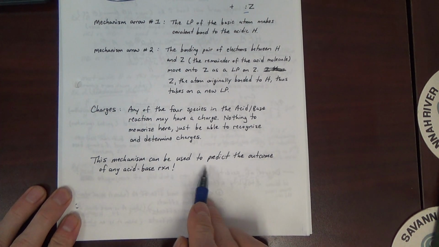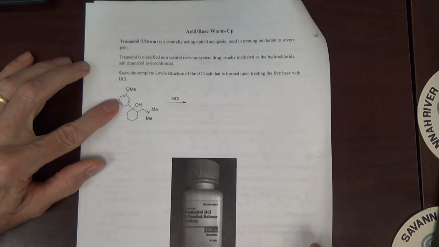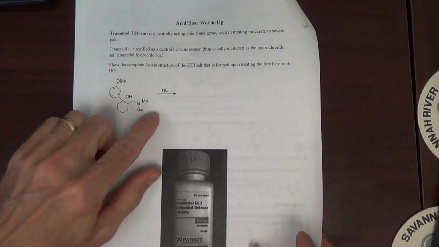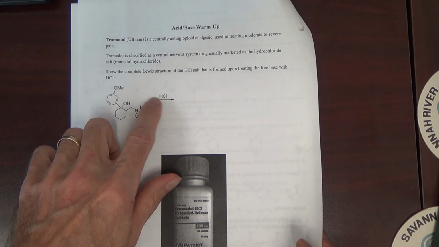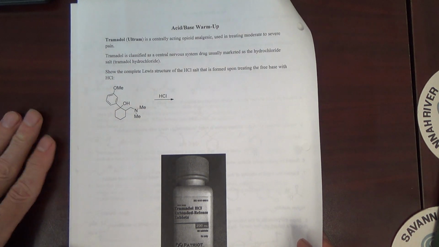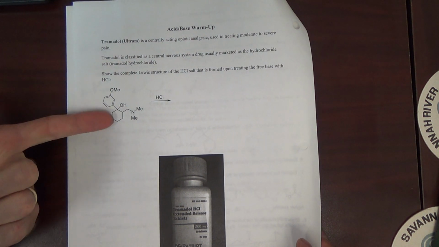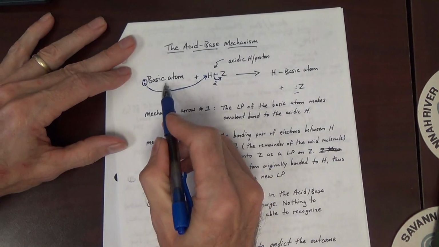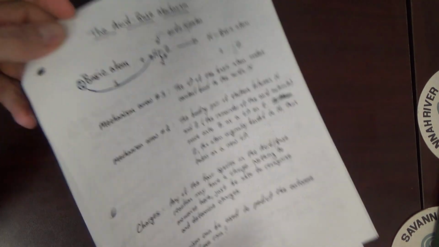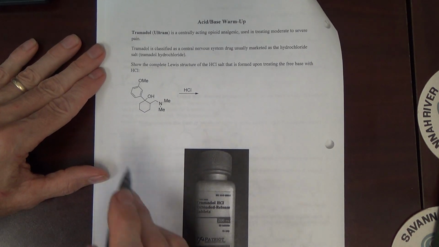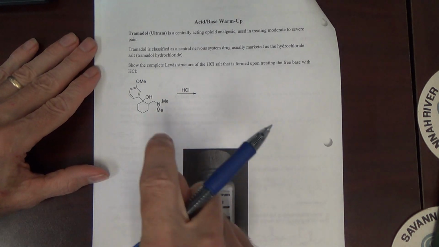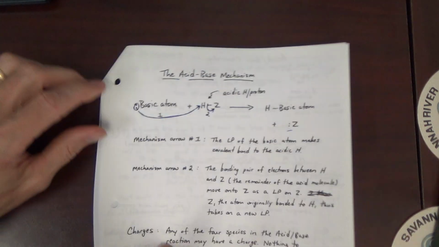This mechanism can be used to predict the outcome of any acid-base reaction, including back over here, tramadol. Okay? This is your HZ. Here, the chlorine is the Z atom. All right, there's a covalent bond between HCl. Where's the basic atom? We got to identify the basic atom with the lone pair. All right. There are 3 different atoms with lone pairs. Which one is the most basic? Because it's the most basic atom that's going to react as the base.